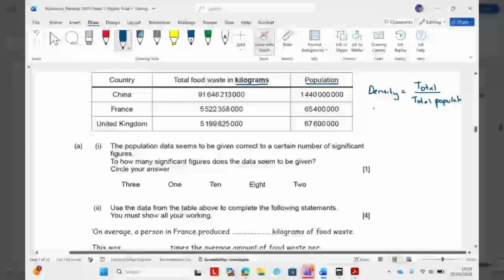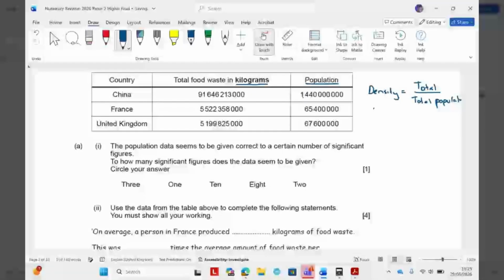The population data seems to be given correct to a certain number of significant figures. To how many significant figures does it seem to have been given? Well, have a look here, chaps. How many figures have they given in each population number before they've started putting zeros? Looks like there's 3 significant figures there, right?